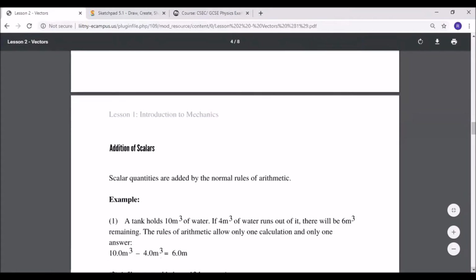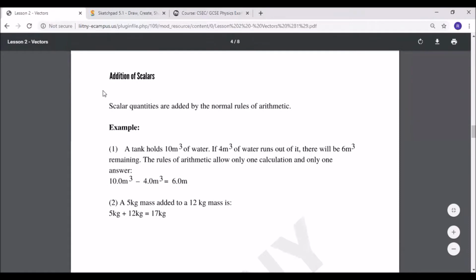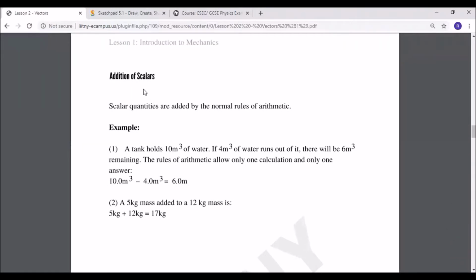Let's move on to addition of scalars. Addition of scalar quantities just follows the regular, normal rules of arithmetic. So if a tank holds 10 meters cubed of water in volume, and 4 meters cubed of water runs out, there will be 6 meters cubed of water remaining. The rules of arithmetic allow only one calculation and only one answer.